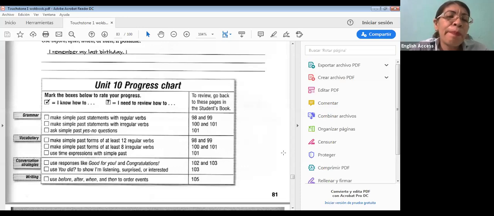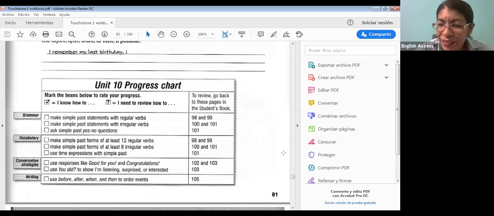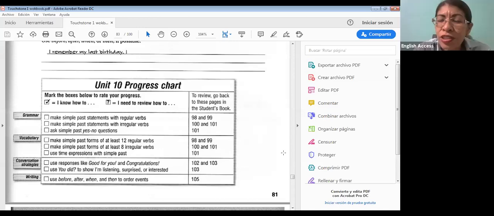Okay, here it says make simple past statements. What we're going to do, you're going to tell me two sentences, one affirmative and one negative in simple past using regular verbs. For example, I watched TV last night, or I didn't watch TV last night. Now tell me two examples, each of you. So let's start with Abigail. I listened to music last week. I didn't listen to music last week. Excellent. Damaris. I cooked dinner last night. And I didn't cook dinner last night. Perfect. Okay, Omar.